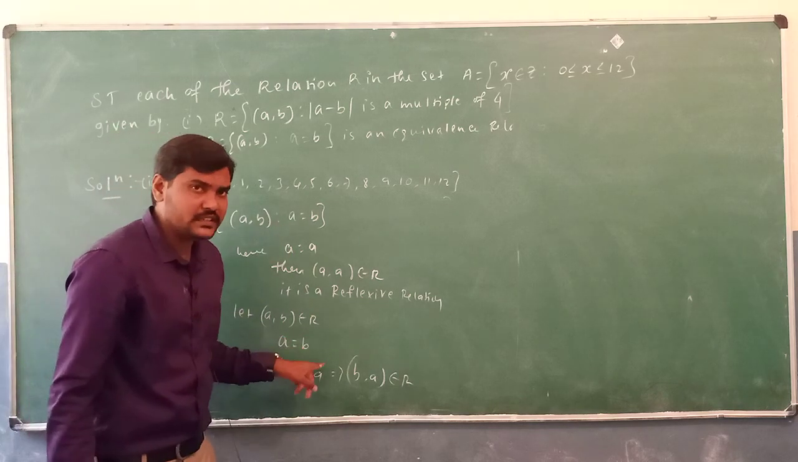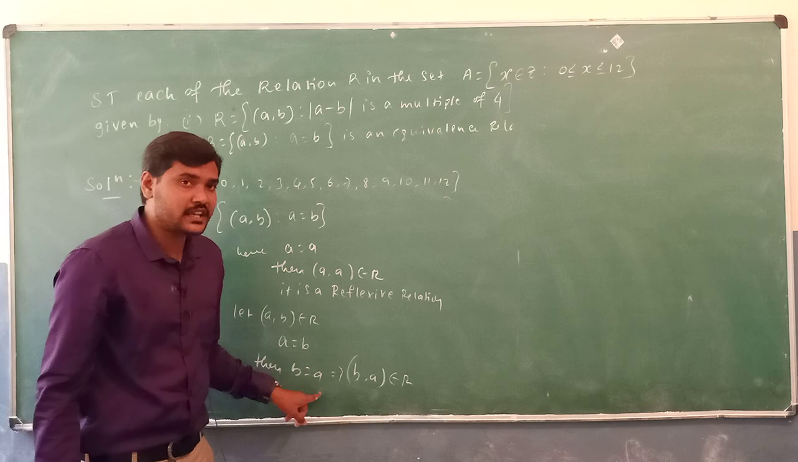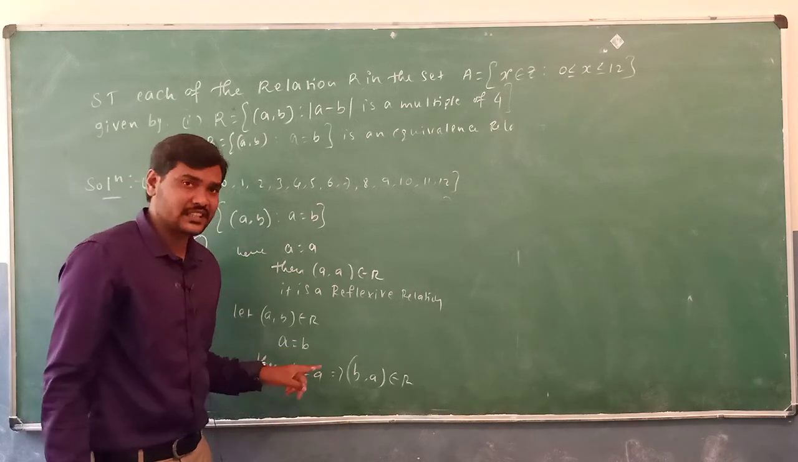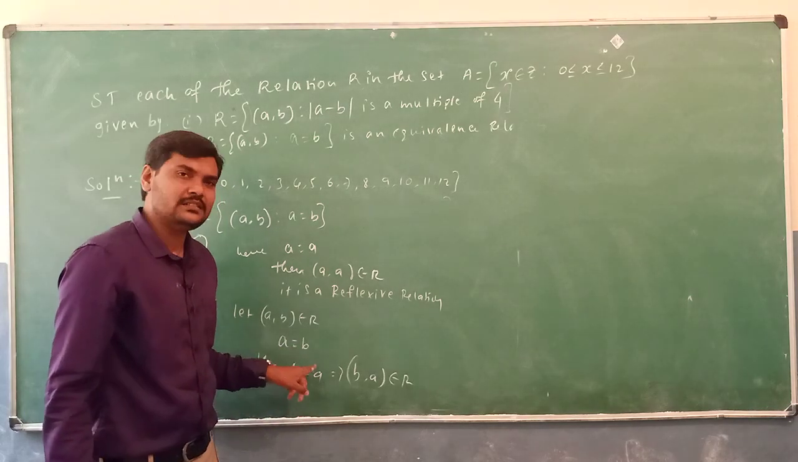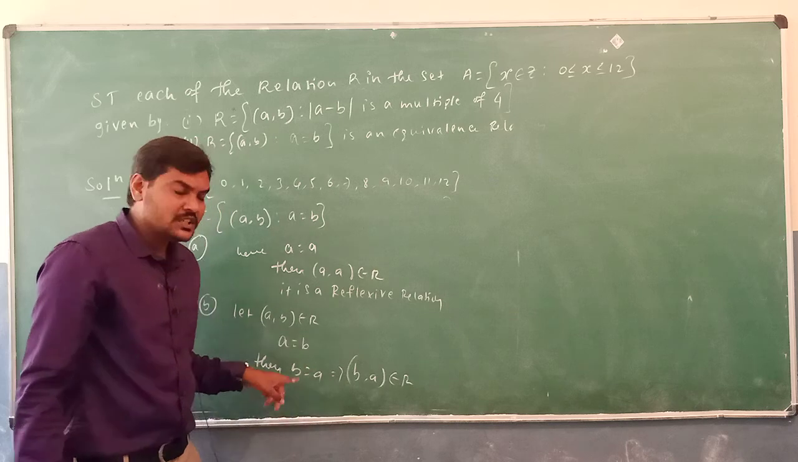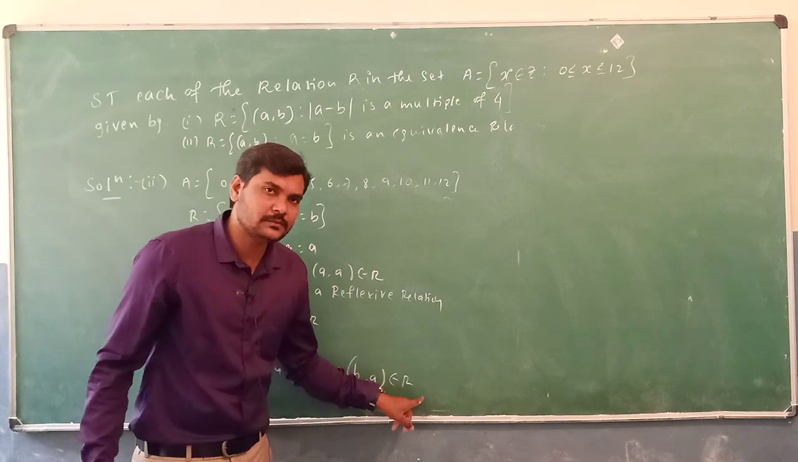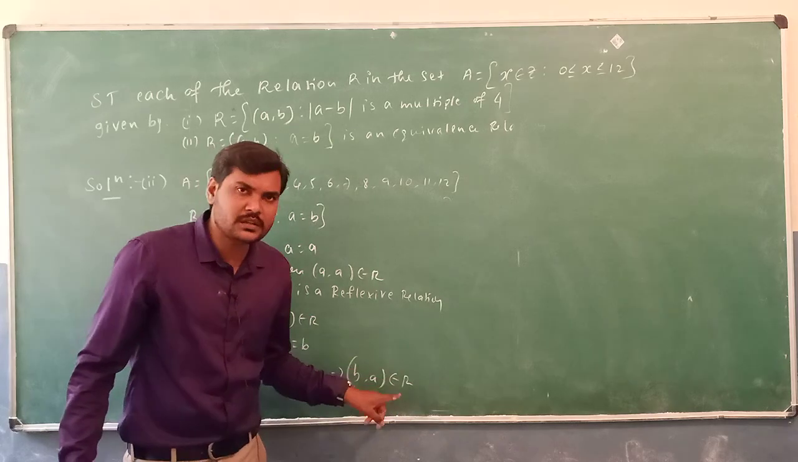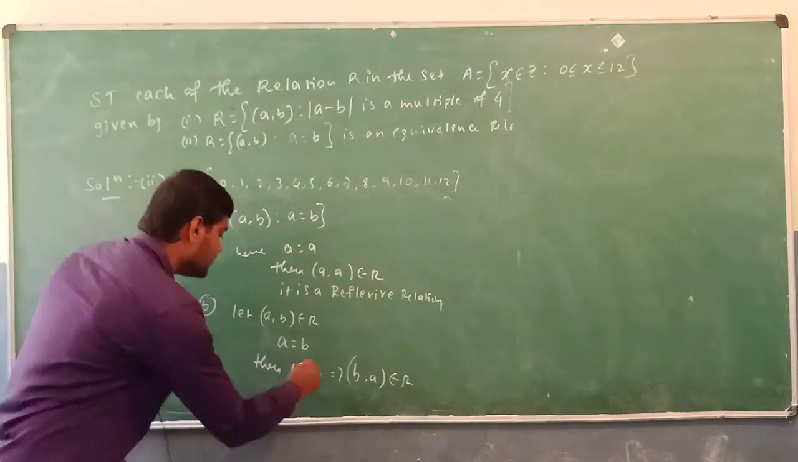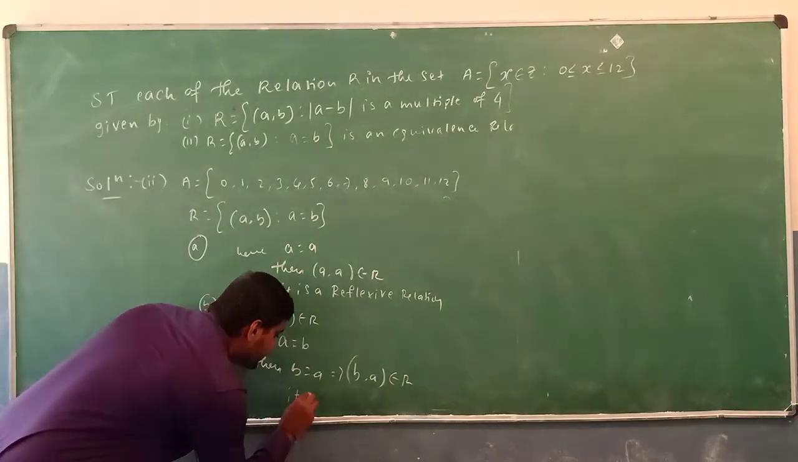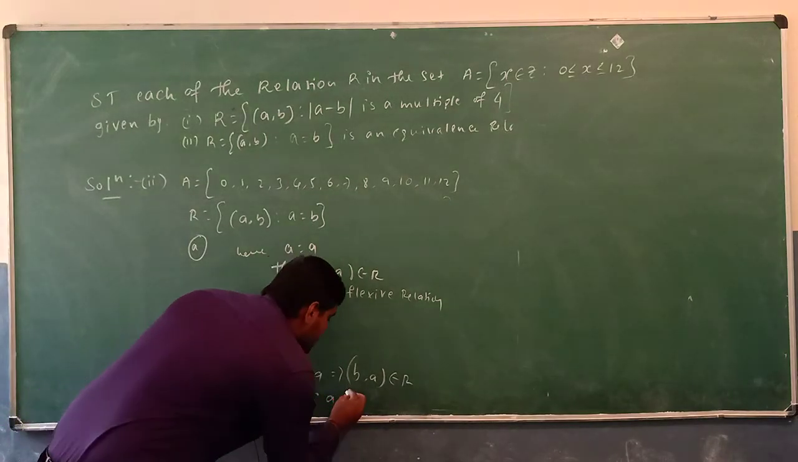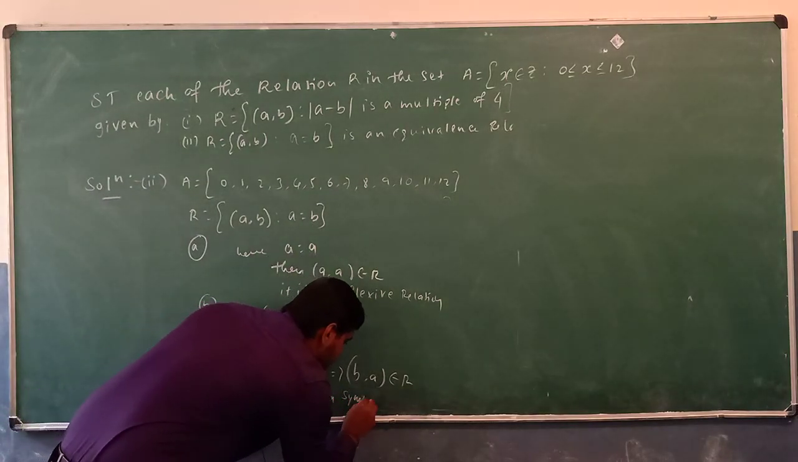If a is equal to b, then it is going to be b is equal to a. So b is equal to a means (b, a) is also belongs to R. So it is going to be a symmetric relation.